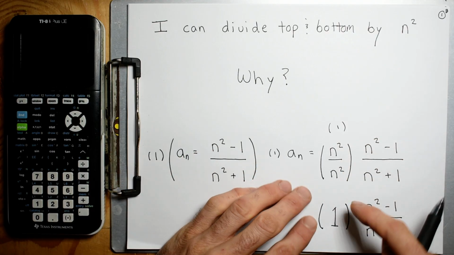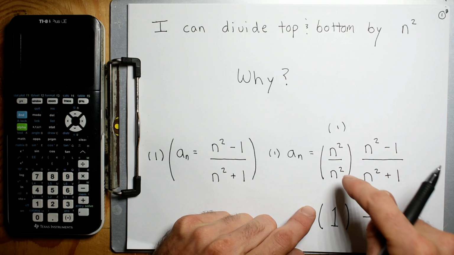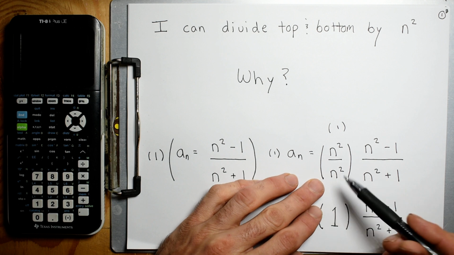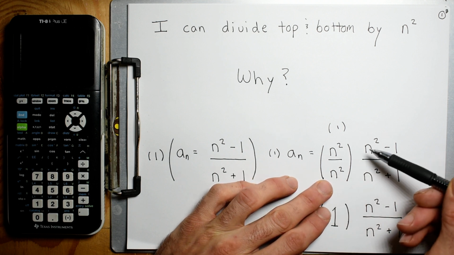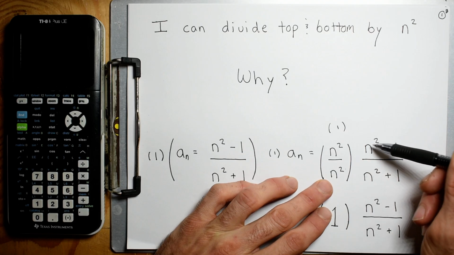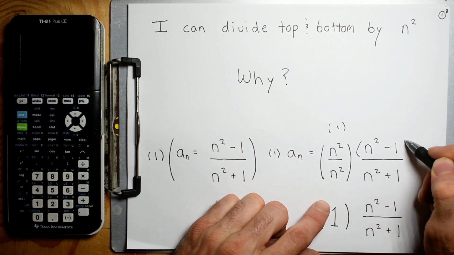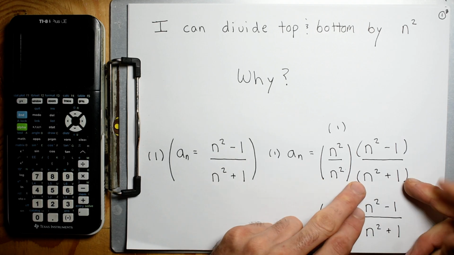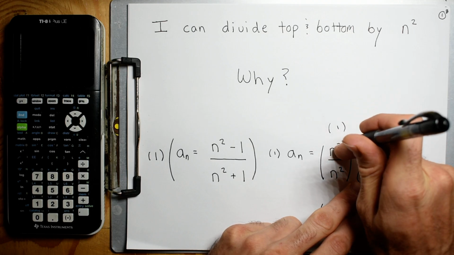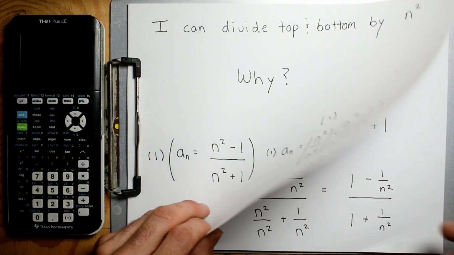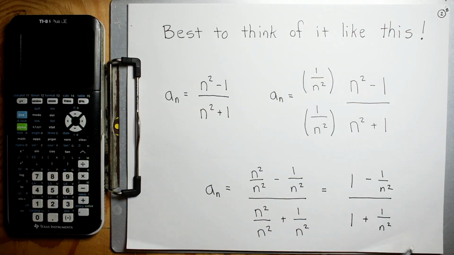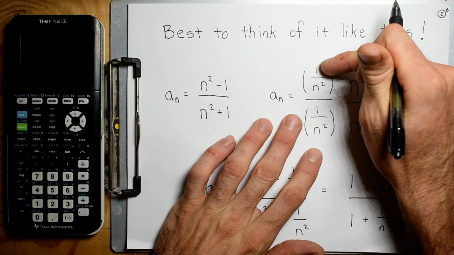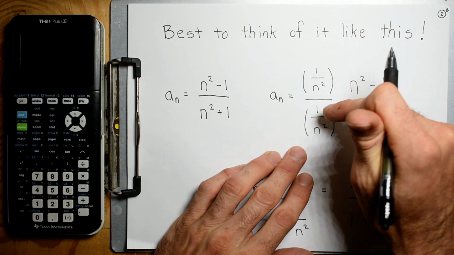Okay, so n squared divided by n squared is 1. But written like this, it's kind of hard to see that this numerator is going to be divided by this n squared, and this denominator is actually going to be divided by this n squared. So let's show that by multiplying by 1 divided by n squared over 1 divided by n squared.